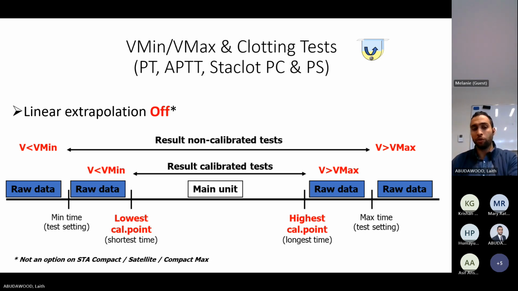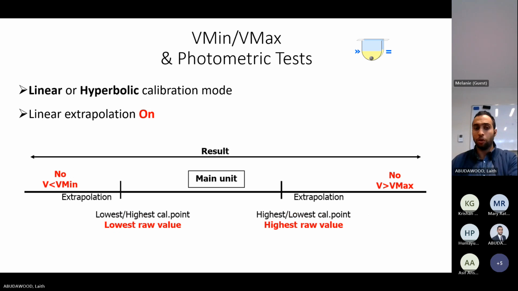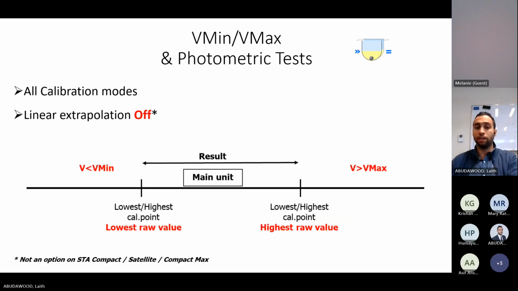If I report PT in seconds or PTT in seconds, then my boundaries are the maximum time and the minimum time. For optical density, if I have a linear or hyperbolic calibration, linear extrapolation is applicable. When it's on, my boundaries are 2.5, the highest value for optical density, or 0, the lowest value for optical density. However, if I switch off my extrapolation, my boundaries are the lowest raw value in the calibration and the highest raw value in the calibration.